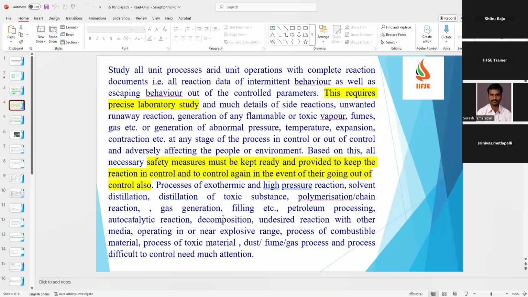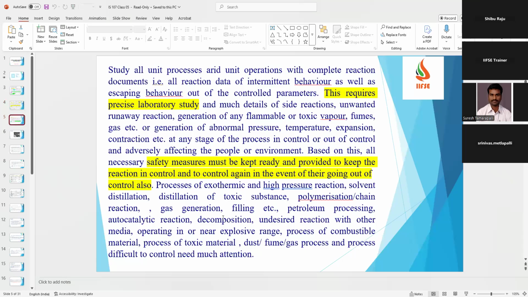So whenever you have any petroleum processes, autocatalyst reactions, decomposition, undesired reactions, which means we do not want that reaction, but still it happens, or with another media. So these things are difficult to handle, so we should pay much attention to these processes.